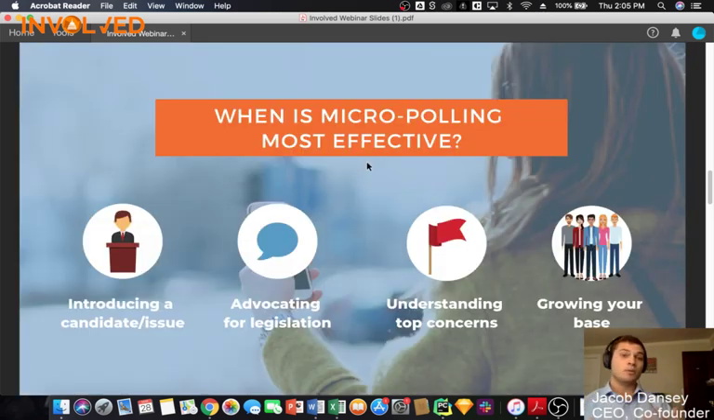When is micropolling the most effective, and how can you be successful using it? What we've really seen it being good for is introducing a candidate or issue and building awareness about issues by how it can spread, and advocating for legislation with the data that's collected. As a legislator, it's a great way to understand top concerns, and obviously the viral activity is great for growing your base and building an audience, and you can boost as well.